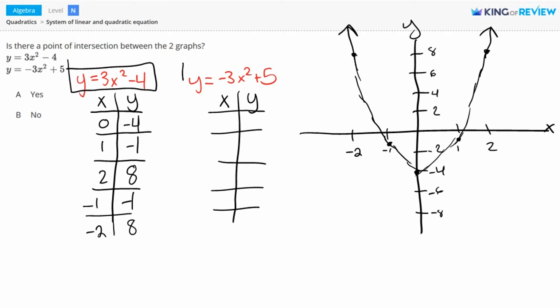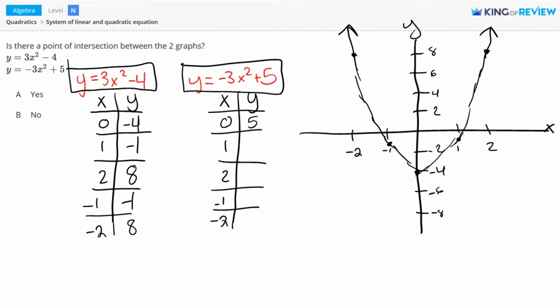Now we're ready to come up with the table of values for the second equation, y equals negative 3x squared plus 5. Again, you can choose whichever x values you want to plug into the equation. I'm going to choose 0, 1, 2, negative 1, and negative 2. When x equals 0, I have y equals negative 3 times 0 squared plus 5. This gives me a y value of 5. So the point 0, 5 is on the graph.